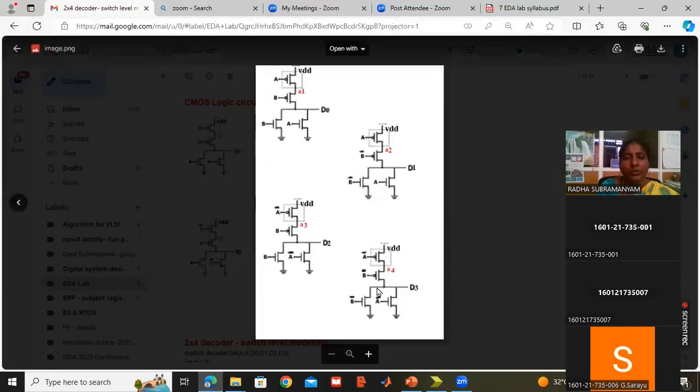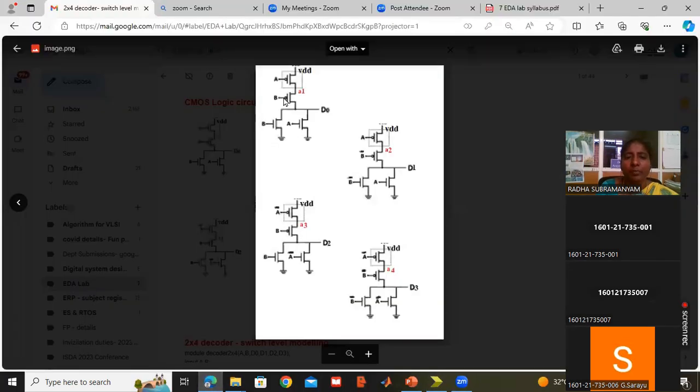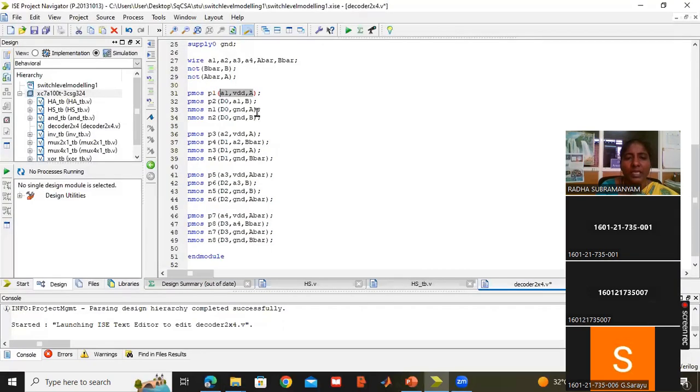Okay, the last circuit. Now, what are the inputs I have to give? If I concentrate on the first circuit, the first PMOS inputs are VDD and A. Output is A1. You can see VDD, A are the inputs. Output is A1. Now I am going to the second PMOS. Second PMOS inputs are B and A1. Output is D0.